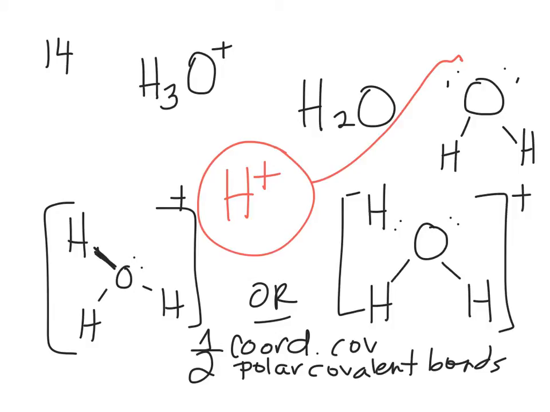But ideally, we don't know which one's which. They have the same bond length. They have the same strength. One of these is not stronger than the other. Okay? They're just covalent bonds. One's coordinate covalent, two are polar covalent. They're all covalent. Can't tell which one's which if we take an X-ray of that structure.